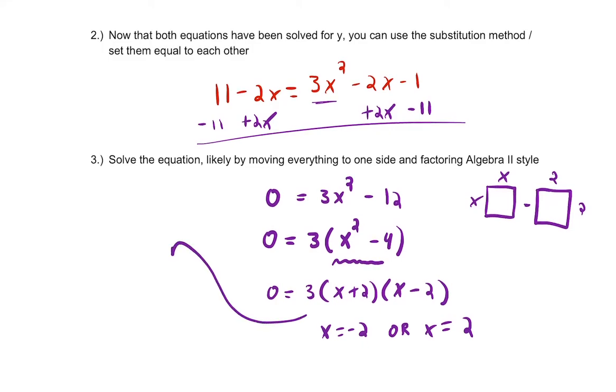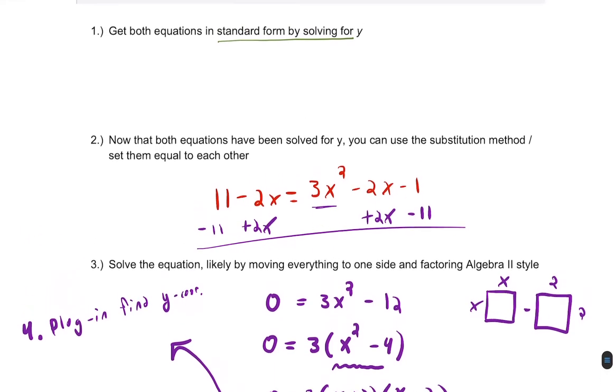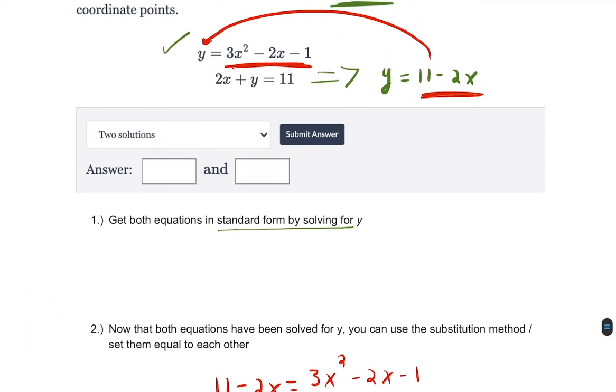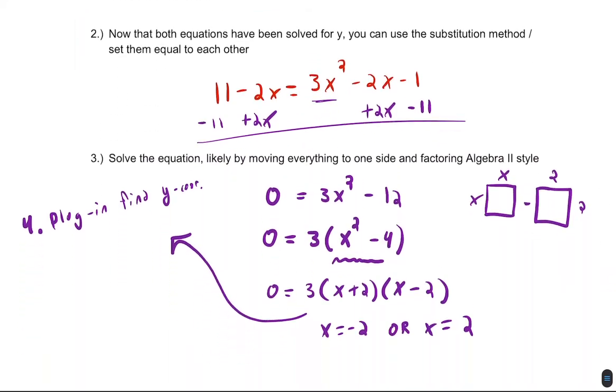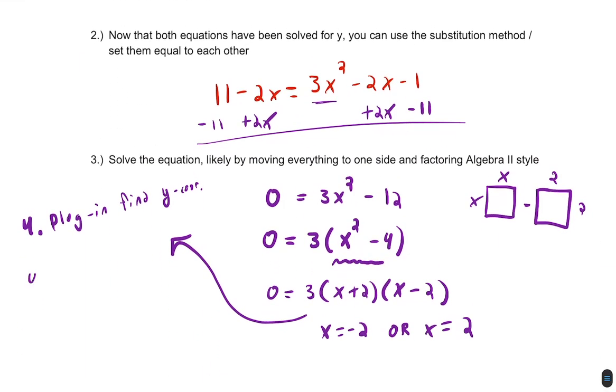Finally, I should have written this as a fourth step here. Step 4 is to plug in for y, right? You want to plug in to find the y coordinates of each of those. And so we know here from our original, y is equal to 11 minus 2x. So we'd have y is equal to 11 minus 2x. In the first case, our first y value, y1, would be equal to 11 minus 2 times positive 2. So 11 minus 4, that's 7.